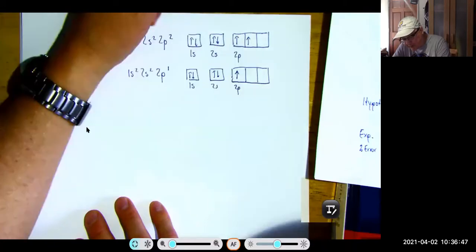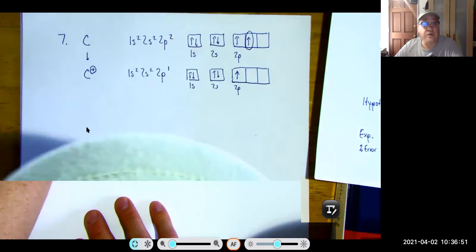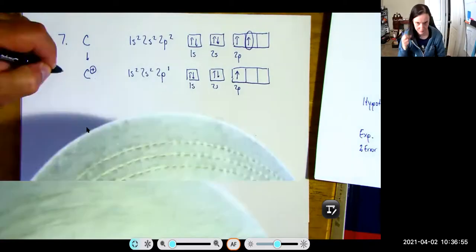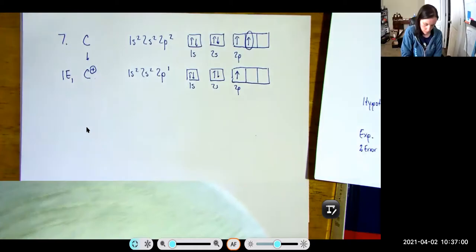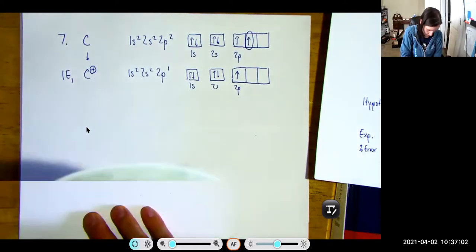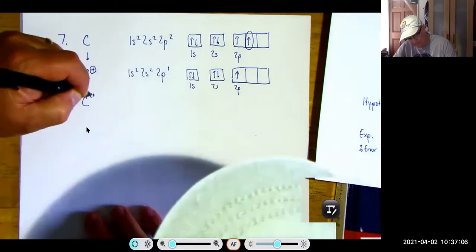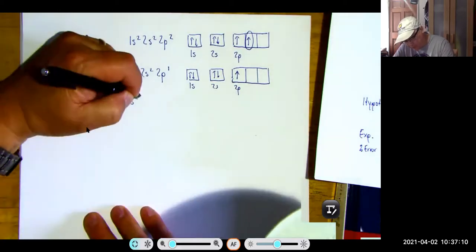So I'm going to circle this because that's the one that we take away to become carbon plus 1, right? Yeah. So I'm going to put IE1 here because that's the first ionization energy. Okay. Now I'm going to put IE2 here. And for carbon plus 2, 1s2, 2s2.